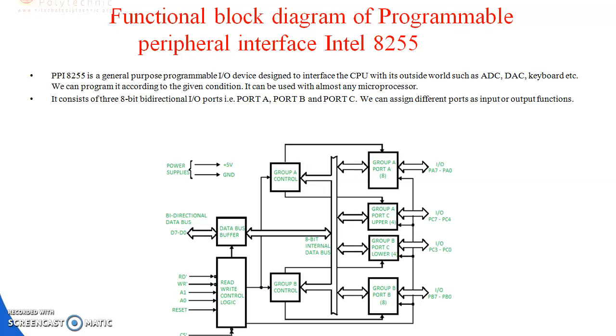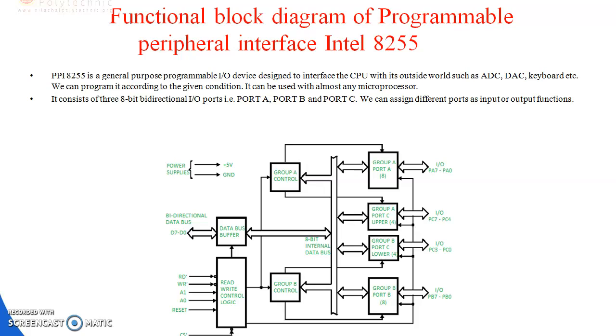So here two group controls are present, that is group A control and group B control. One data bus buffer is present, which takes the value D0 to D7; the data bus is bidirectional. The read-write control logic is also present. It involves the signals RD bar, WR bar, A1, A0 and RESET. All are connected to this read-write control logic.